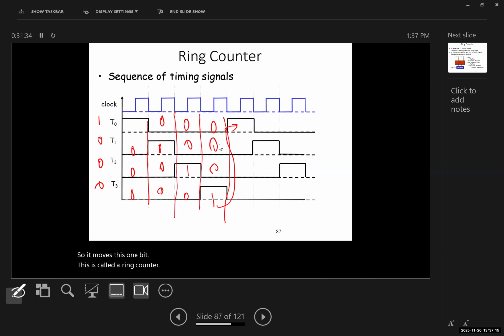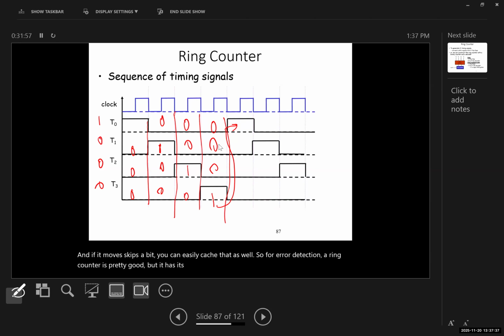Now, what is the benefit of a ring counter? If you have an error in the system, for example, if you have 2 1s, you would definitely know that there is an error in the counter. And if it skips a bit, you can easily catch that as well. So for error detection, a ring counter is pretty good. But it has its own limitation.